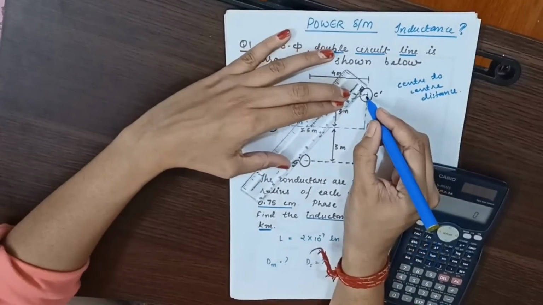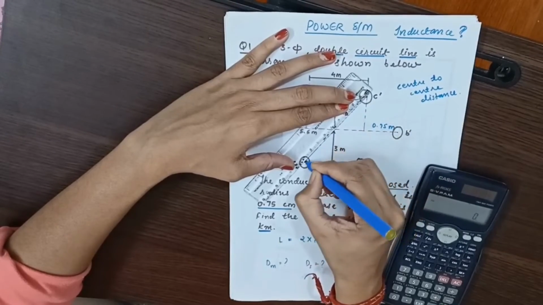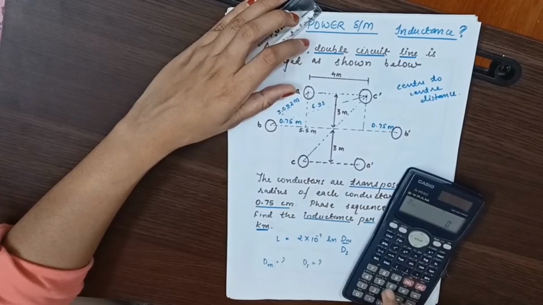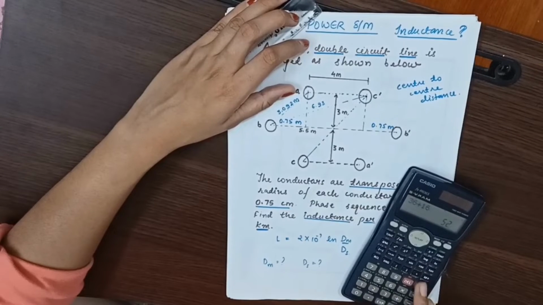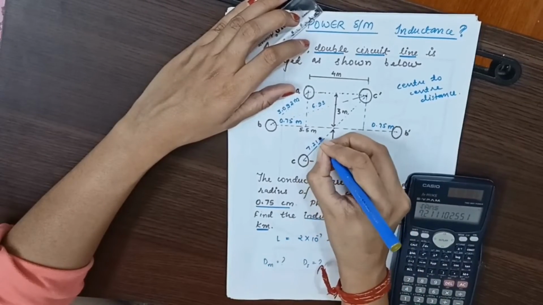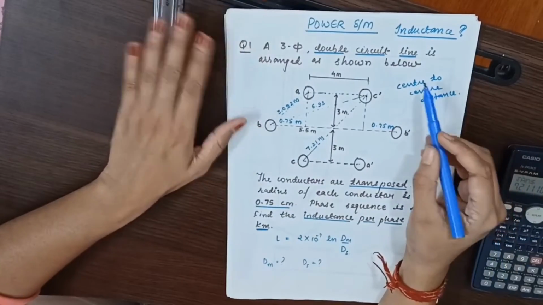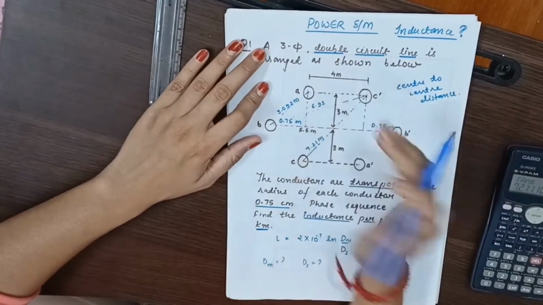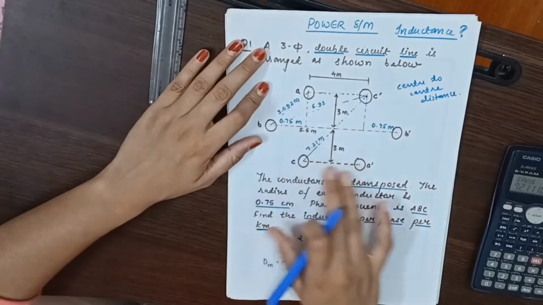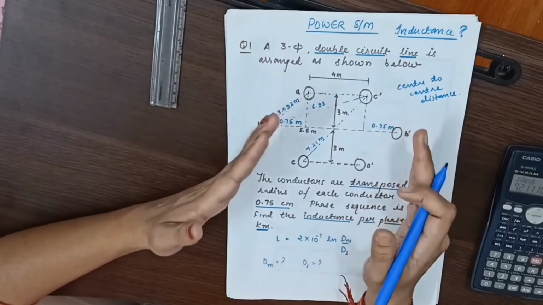Now this distance is known, and the remaining distance is this. The distance between C and C dash will be 3 plus 3, which is 6 square, plus 16, so it is 7.21 meters. Alright, so we have calculated each and every distance, and now we just have to find Dm and Ds, and we'll put them in the inductance formula and find the inductance.